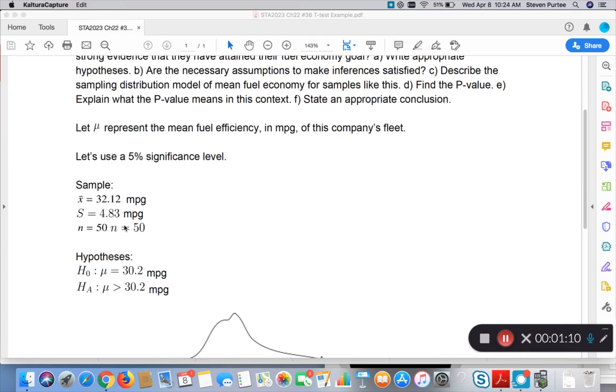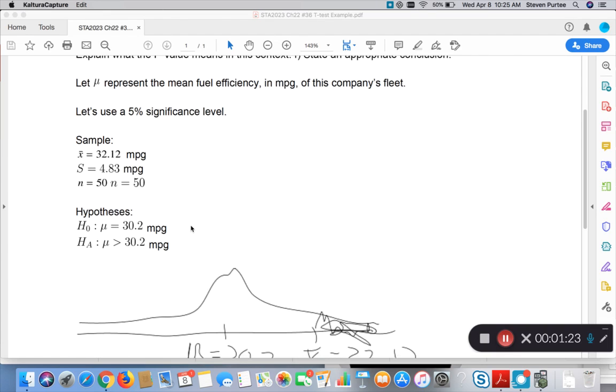We want to see if that's strong evidence that they did in fact meet this goal. Okay, so our sample is here. Our sample average is 32.12. Our sample standard deviation is 483. And then our sample size is 50.